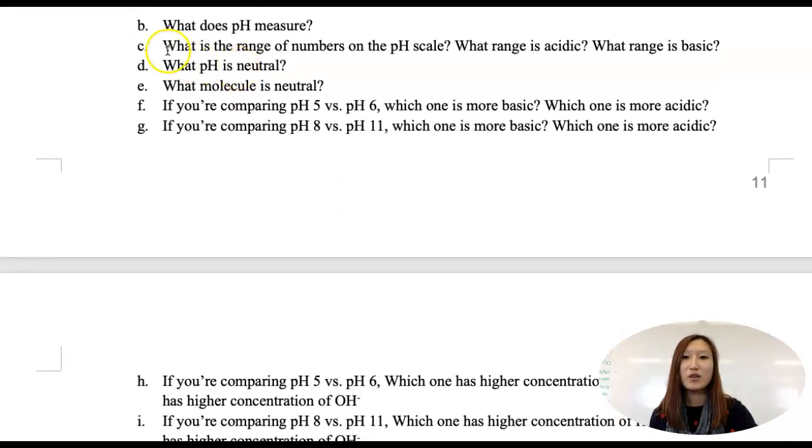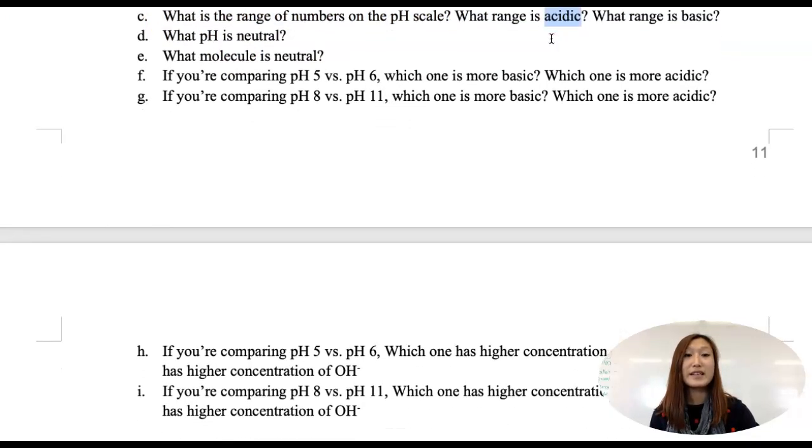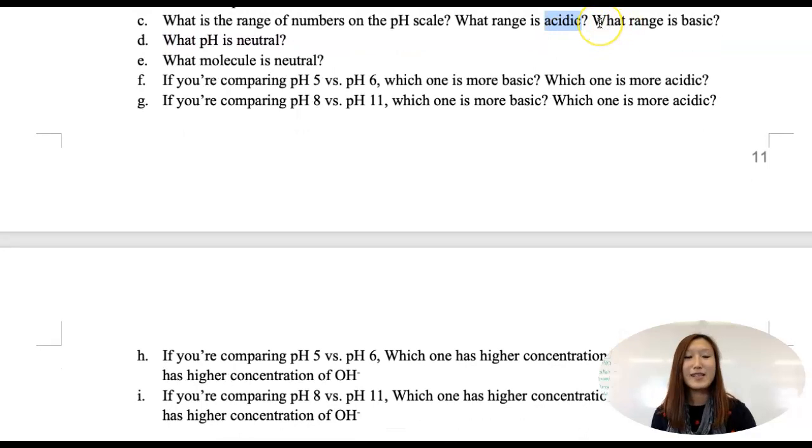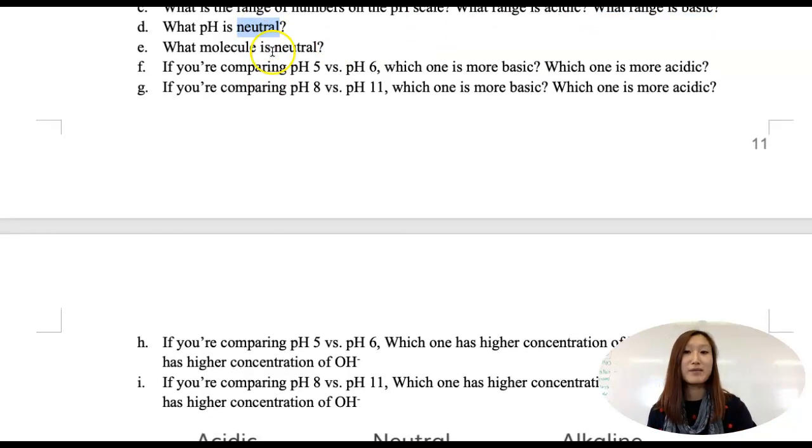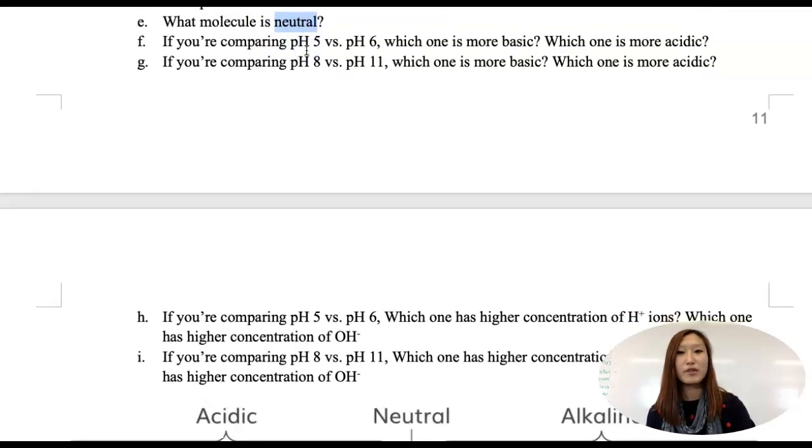So let's take a look at the questions. What is the range of numbers on the pH scale? That would be 1 through 14. The range of acidity is 1 through 7, or just smaller than 7. The range for basic is bigger than 7, smaller than 14. Neutral will be pH equals exactly 7. What molecule is neutral? That would be water.